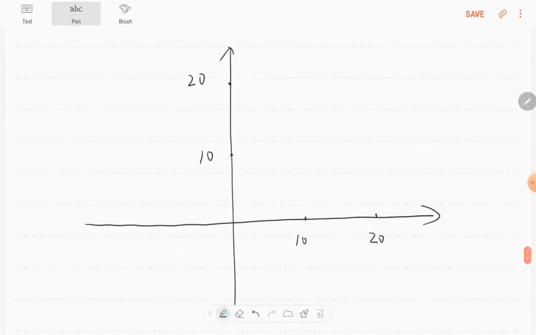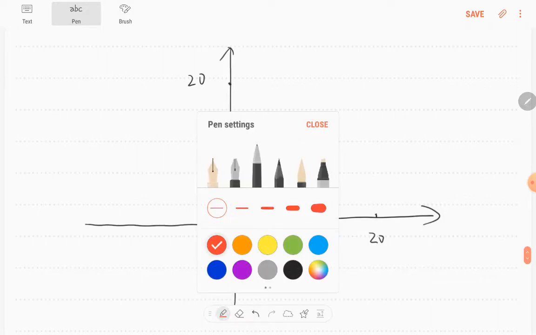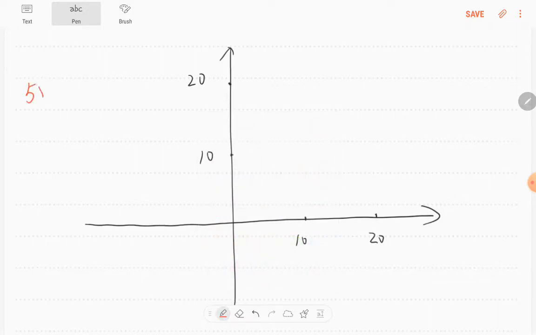So we use a different color. 5x plus 4y equals 60. Let's look at the boundary first, right? We need 2 points, right? If x equals 0, y equals 15. If y equals 0, x equals 12, right?